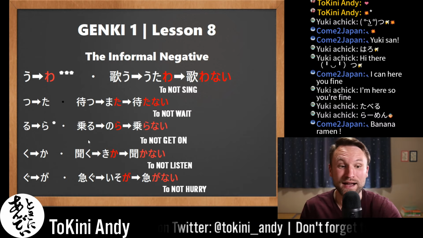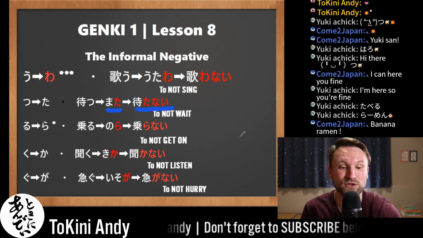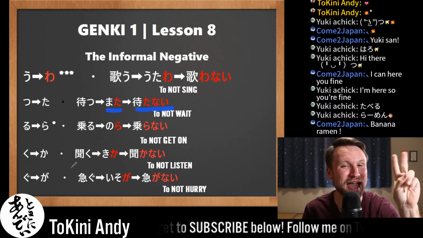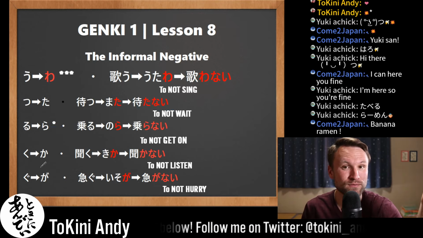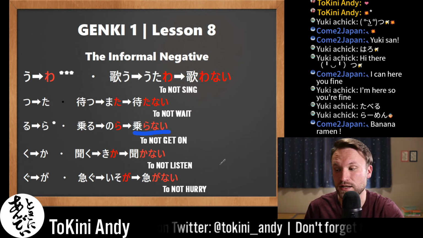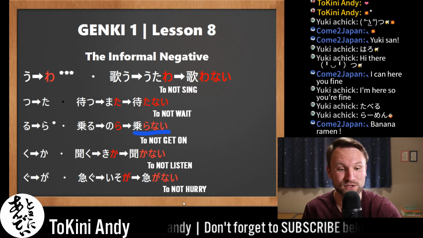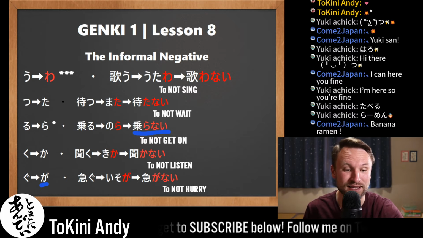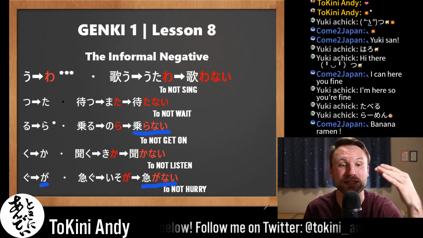Tsu becomes ta, so for matsu, the stem becomes mata. You add nai: matanai, to not wait. Ru becomes ra. Of course, as with all conjugations, iru and eru verbs are a little bit different, so that's why we have this star here. But ru becomes ra, so noru becomes nora, nai: noranai, to not get on something. Ku becomes ka, so kiku becomes kika, nai: kikanai, to not listen. Gu becomes ga, once again that a sound. Super straightforward. Isogu, which is to hurry, becomes isoganai. Isoganai is to not hurry.